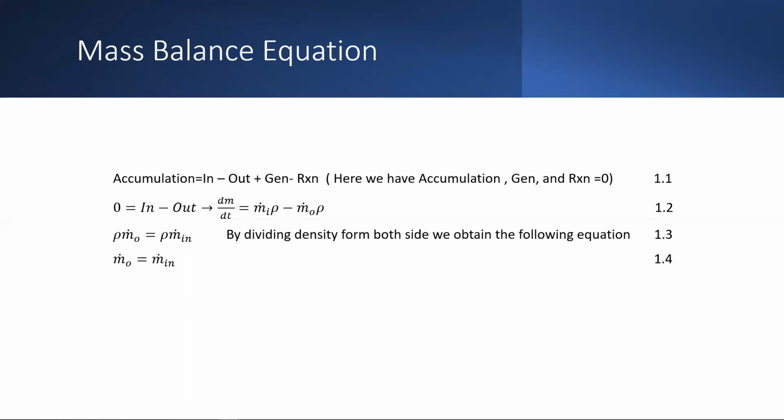The values we are given in the problem are volume flow rates, so we can relate mass flow rate with the density of the fluid, as shown in equation 1.2. Once we equate the inner mass flow rate minus the outer mass flow rate, we divide the density from both sides, which gives us equation 1.4: mass flow rate out equals mass flow rate in.